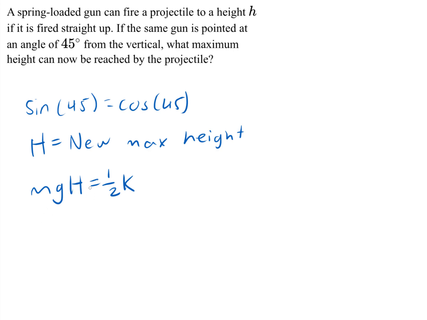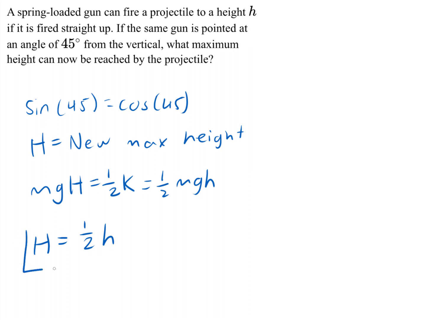And then based on this, we know that the potential energy is 1/2 of the original potential energy, because in the original one, all of that kinetic energy was getting converted into gravitational potential energy because it was being fired at a 90-degree angle straight up in the air. So because of this, we know that the new height is just simply 1/2 of the original height.